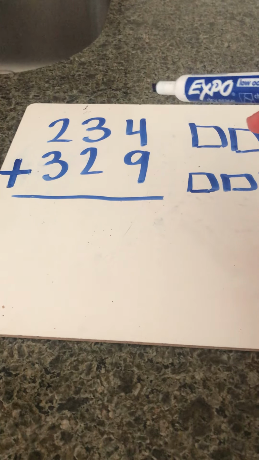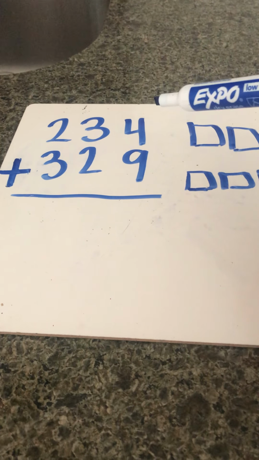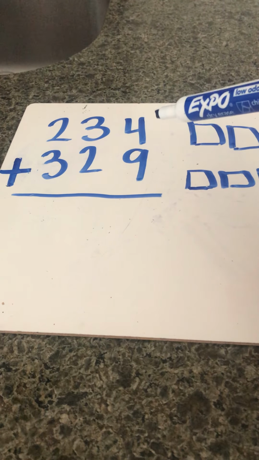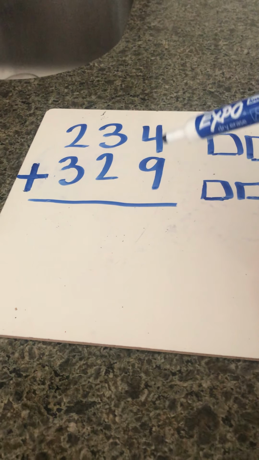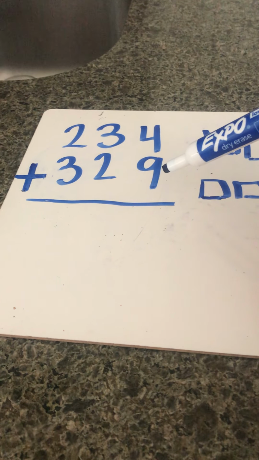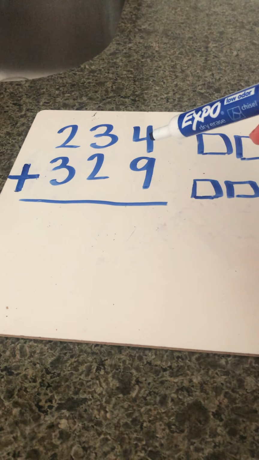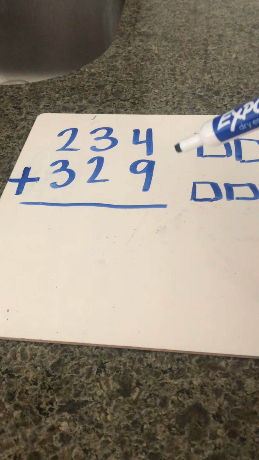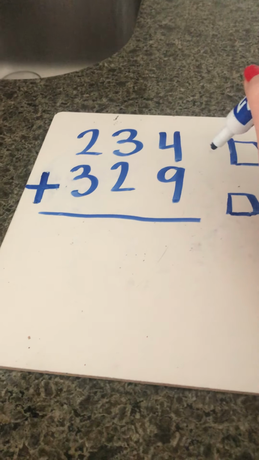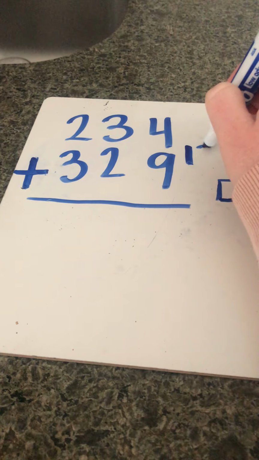Well, the second thing we always do is we look in the ones place. We always solve the ones place first. So I see 4 plus 9 in the ones place. So 9's the bigger number, so I'm going to put 9 in my head and I'm going to count up 4. So 9, 10, 11, 12, 13. I'm going to write 13 out to the side.